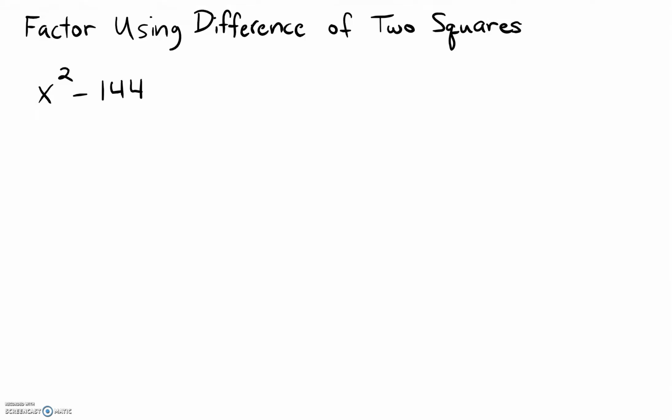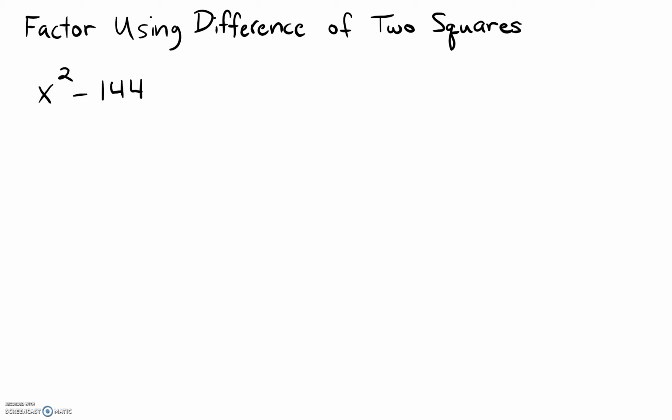For this video, we're going to look at factoring the polynomial x squared minus 144. Now the instructions that we're given for this problem are to factor using the difference of two squares, but you're not always going to be given those specific instructions. Sometimes it may just say factor and it'll give you the problem like this. But the good news is the difference of two squares is a really nice method for factoring. It's fairly easy compared to some of the others.